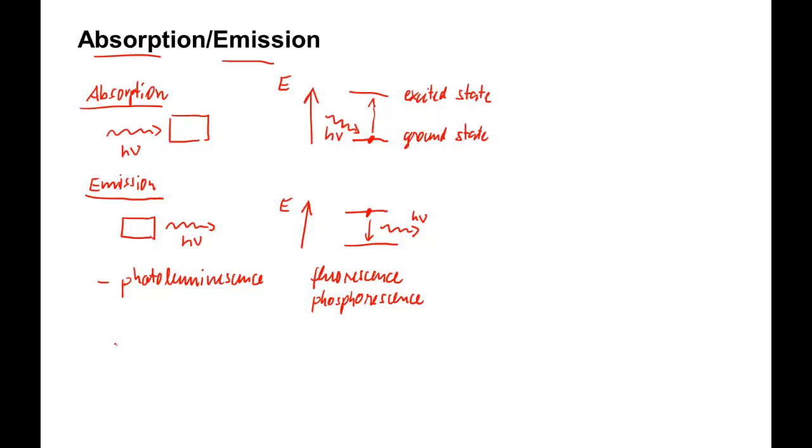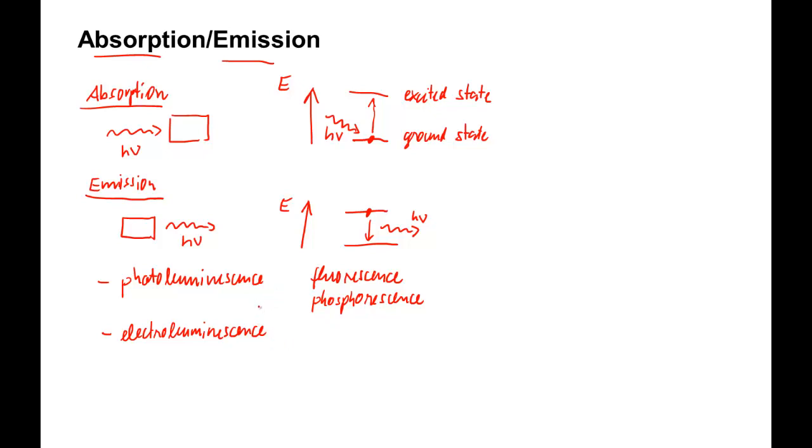Next, when photonic emission results as a consequence of an electric current, we speak of electroluminescence. This occurs, for example, in LEDs.